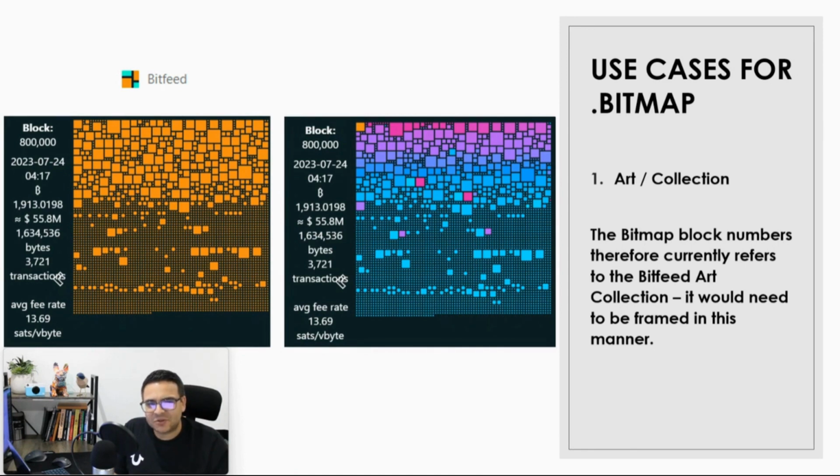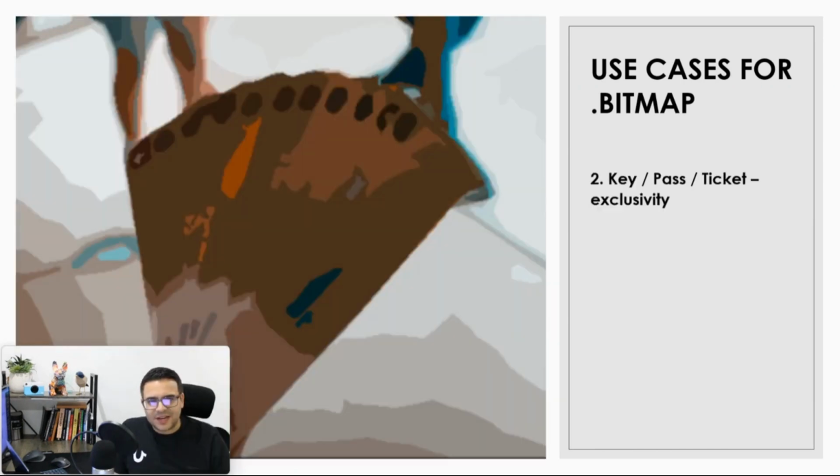Is it a potential use case for the future? Well, look, who knows? It's obviously something that's being realised and being used to value these different bitmaps as we speak. So let's see how it develops, and let's move on to the next use case. That brings us on to the second use case. And what we're going to be looking at is, can the bitmap be used as a key, a pass, or some sort of ticket into an exclusive network, perhaps?